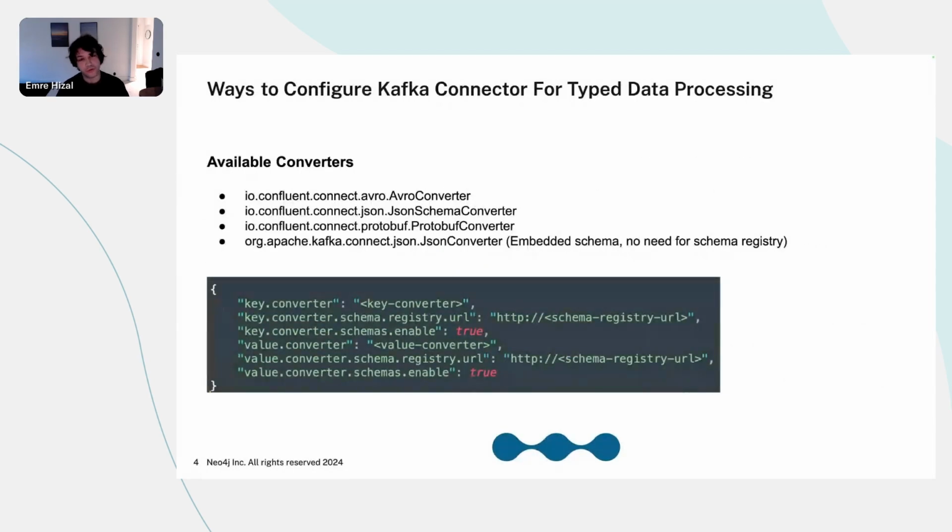And what are the ways to configure Kafka Connector for type data processing? We are using Kafka Connect provided converters. These are Avro converter, JSON schema converter, protobuf converter, and JSON converter. The first three converters are schema-based converters, and they require a schema registry URL. But the JSON converter is a little bit different than the others. It has an embedded schema in the payload and no need for a schema registry.